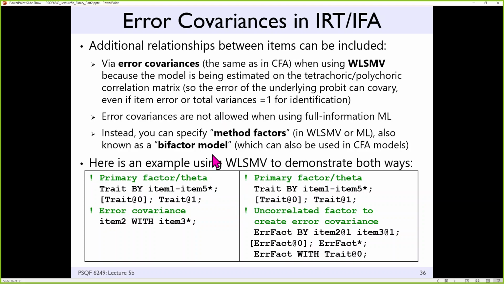So here is an analog to how you can deal with this. Let's say that I have the WLSMV way here. I have a trait indicated by 5 items. My trait has a mean of 0.